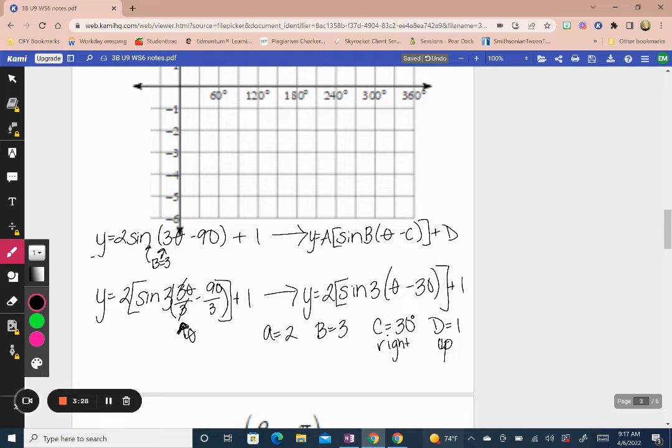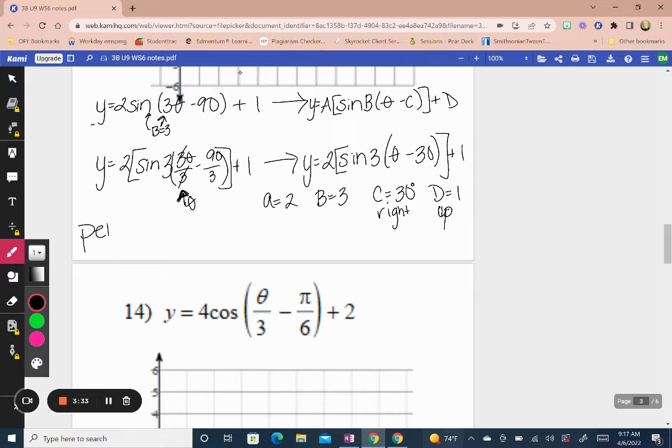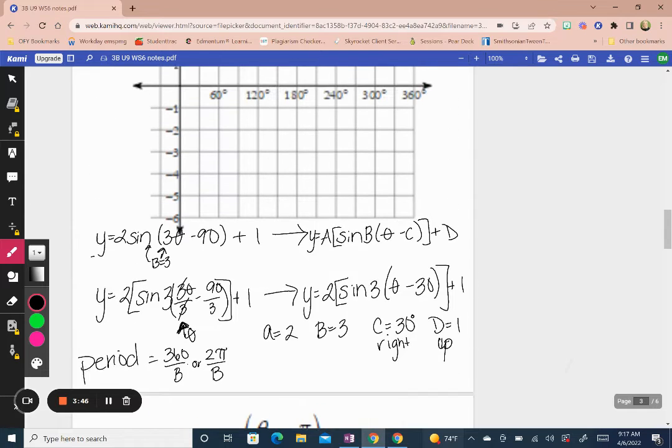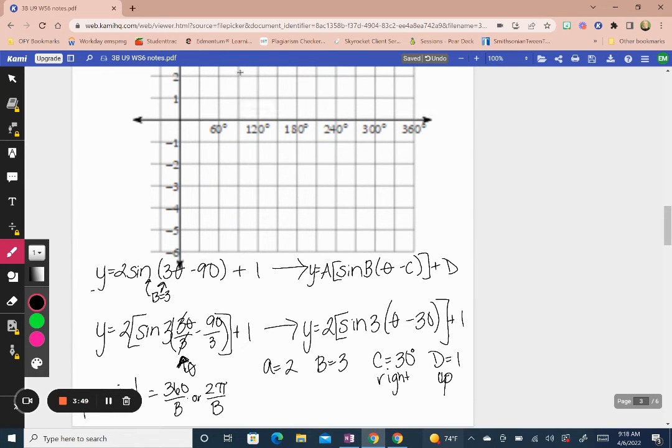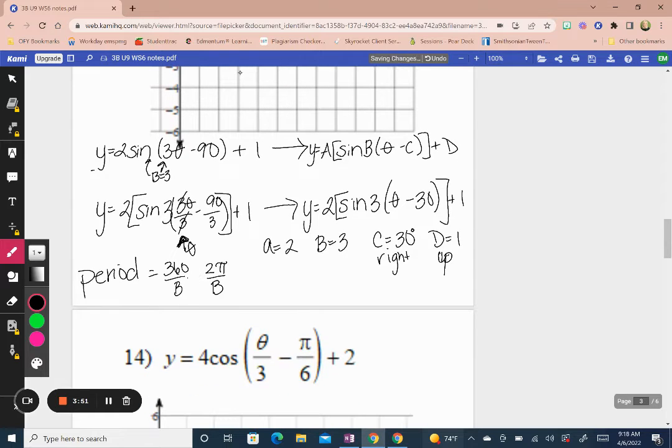Okay, so we know our amplitude is 2 and our b is 3, so let's find our period. So period is going to equal either 360 divided by b or 2 pi divided by b. Because we're dealing with degrees in this problem, and you could tell by this y-axis, we're going to be using 360 divided by b. So I'm going to go ahead and erase the other one. So it's going to be 360 divided by 3, and that's going to give me 120. So my period is 120 degrees.